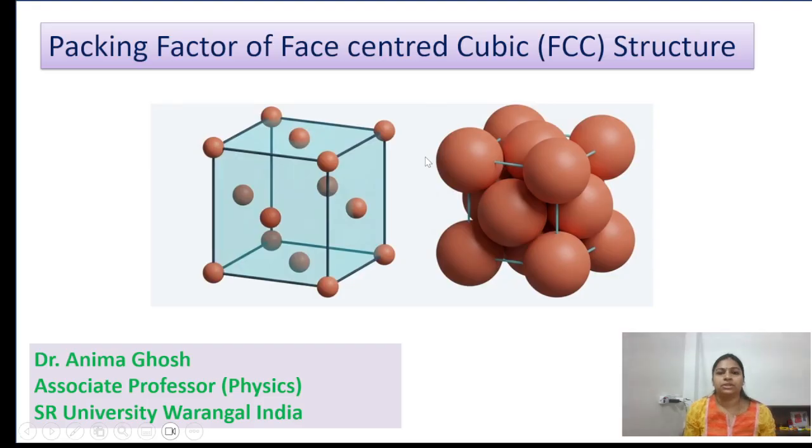Welcome back to this lecture series on atomic packing factor. This is the third case study. In this lecture, we'll be discussing the packing factor for face-centered cubic structure. We'll find out the atoms per unit cell, coordination number, and atomic radius, and then we'll compare the simple cubic structure, body-centered cubic structure, and face-centered cubic structure, and analyze them. So let us move forward.